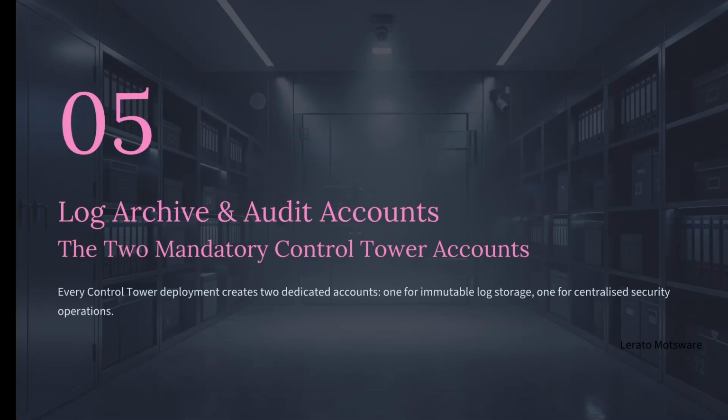Step 5. Log, archive, and audit accounts. Every control tower deployment creates two dedicated accounts. One account is for immutable log storage. The other is for centralized security operations. These are mandatory. You cannot skip them. They are the guardians of your audit trail.